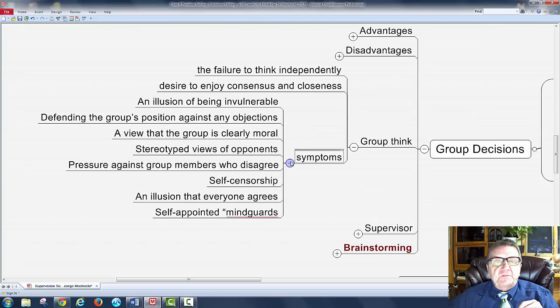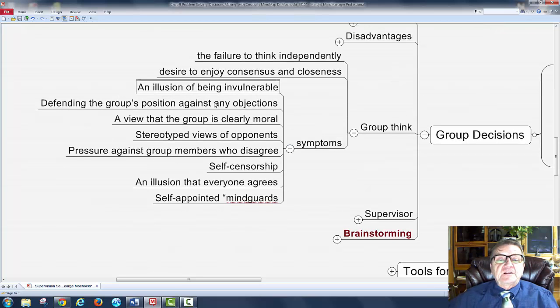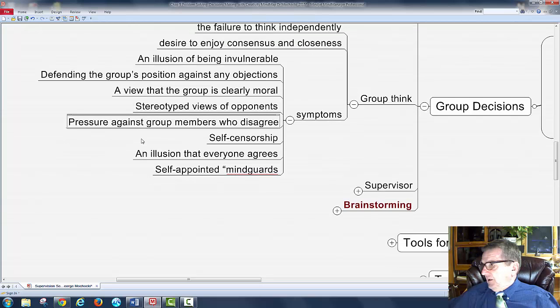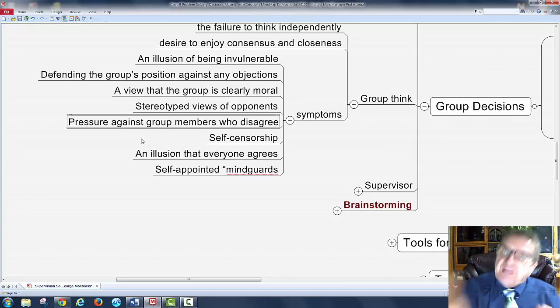Okay, now some of the symptoms of groupthink: an illusion of being invulnerable, because I'm with a group; defending the group's position against any objection. We're the group, we're a team, we're sticking together. A view that the group is clearly moral. Sometimes some of the stuff they're doing may be immoral, but we compensate, or we convince ourselves. Stereotyped views of opponents. Pressure against group members who disagree. Remember, you don't like that? And that's for the supervisor. If you see the group is putting pressure on a person who's coming up with a new idea, that's a good idea, George.